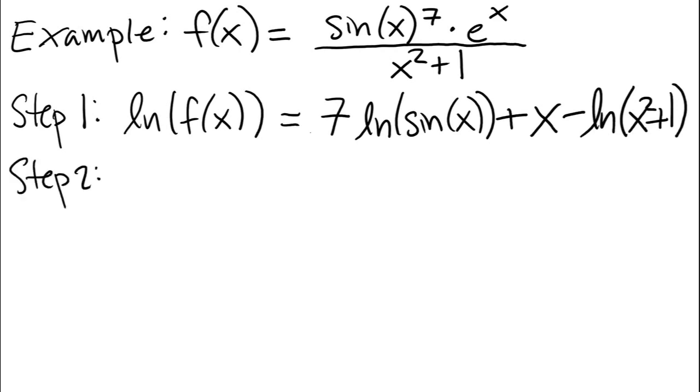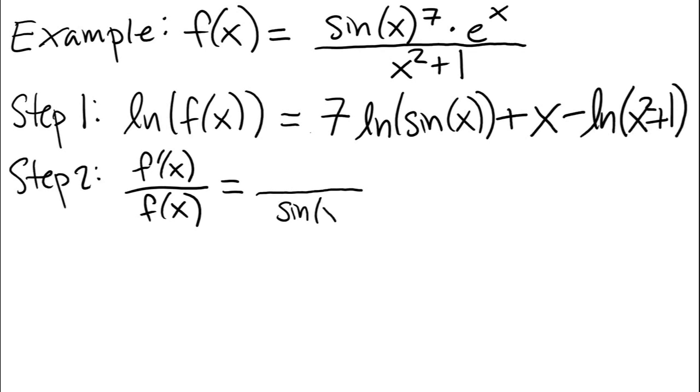Step 2 is the step where we actually take the derivative. On the left-hand side, we always get f prime of x divided by f of x. That's just what the chain rule gives. The right-hand side, in this case, we're going to do term by term. The first term here, 7 ln sine x. When we use the chain rule, it says differentiate ln. Well, that just puts whatever's inside ln in the bottom.